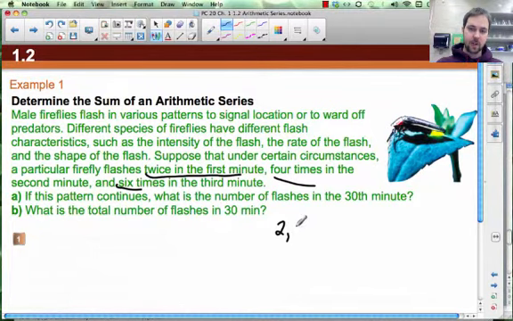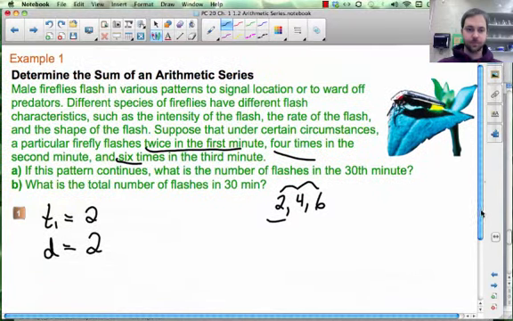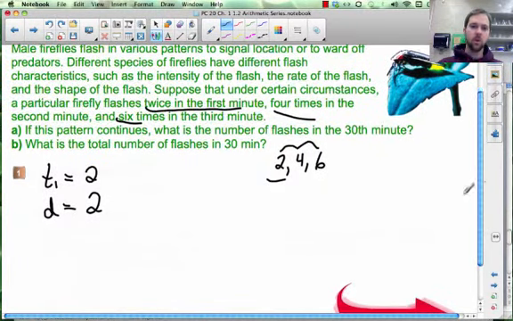So, twice in the first minute, 4 times, then 6 times. We can get a lot of information here right away. So term 1 is 2. That's the first minute. D is equal to the common difference. So we're jumping by 2 every time. So the common difference is 2. And we already have enough information to proceed here.